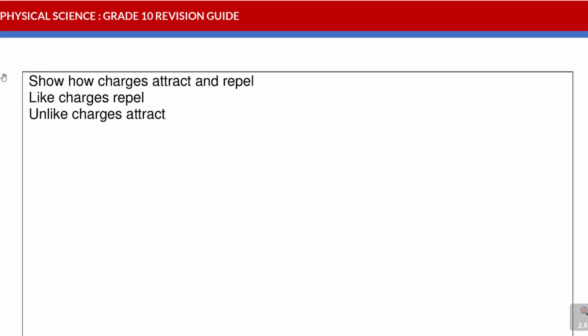So that's where it comes back to the next part here, which says that charges attract and repel: like charges repel, and unlike charges attract. So what do they mean? They are saying if you have a positive and another positive, because the positives are the same charges, they will not attract each other, but they repel each other. So they move away from each other when you try to bring them closer.